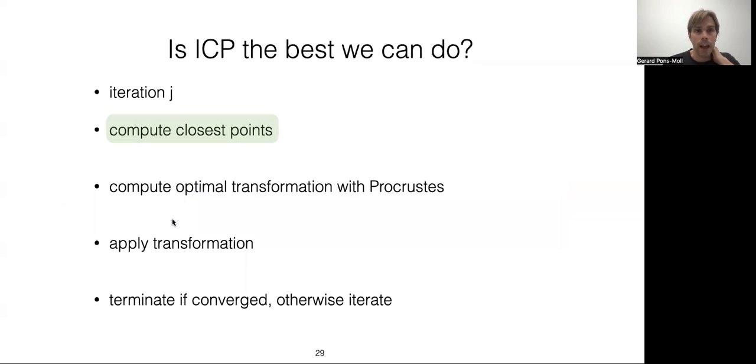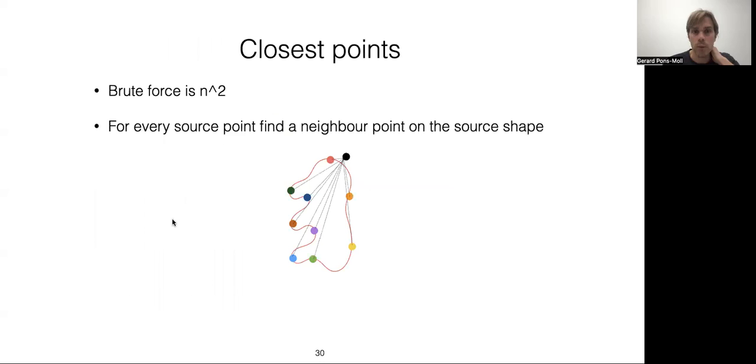So, is this approach the best we can do? When we compute closest points, think of the complexity. What do you think is the complexity of finding closest points? Well, in the most naive implementation, I need to find for every target point the closest point on the source shape. And we need to do this for every target point. So this is, of course, an n squared operation, right? Because every time I move to one point, I have to compare against the n other points.